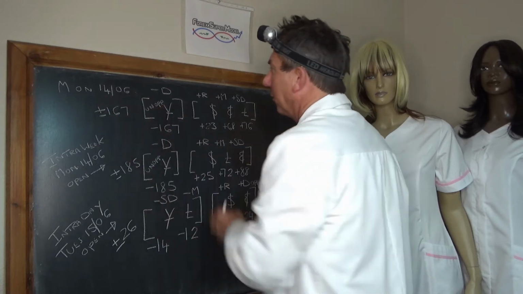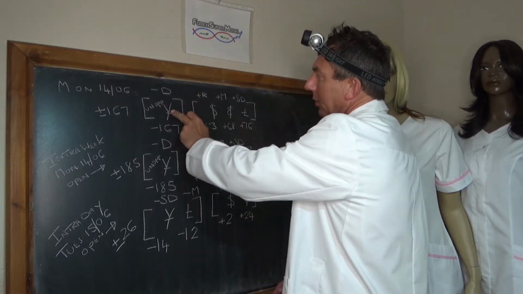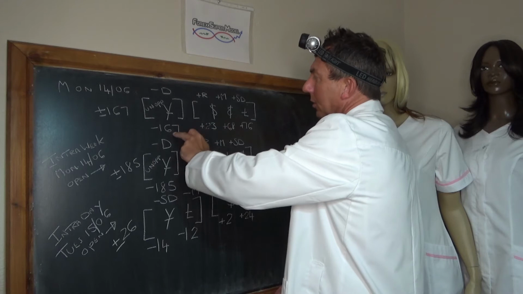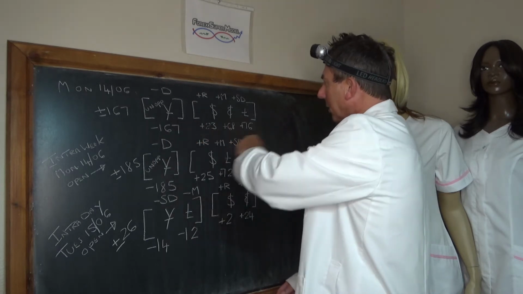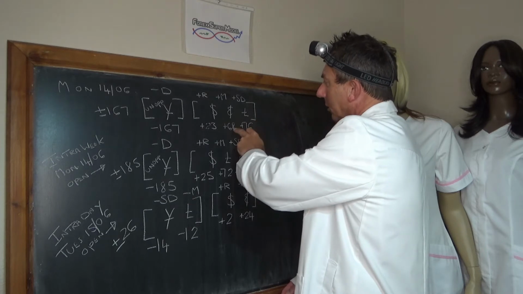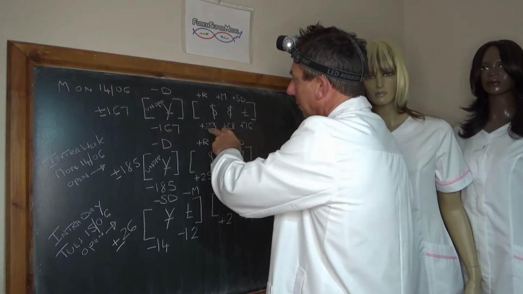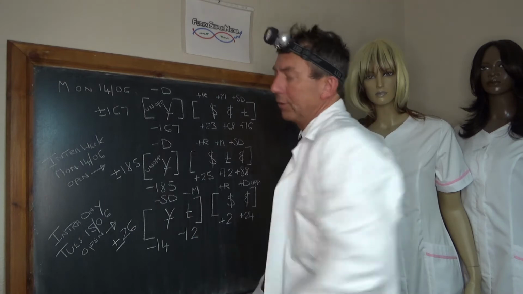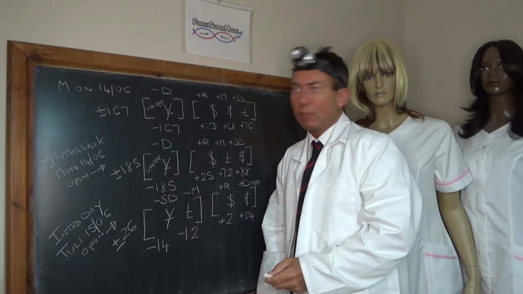Right, Monday the 14th, yesterday, we had a negative unopposed driver in the yen at minus 167, no backdoor flows. The opposing positive flows mainly going into the pound at plus 76, into the euro at plus 68, and the dollar was the positive rock at plus 23, activity plus or minus 167.